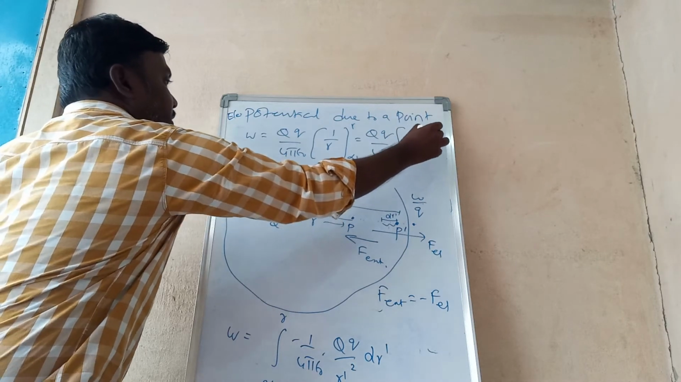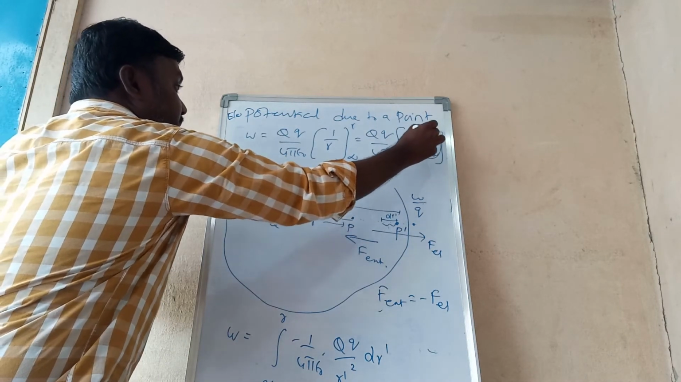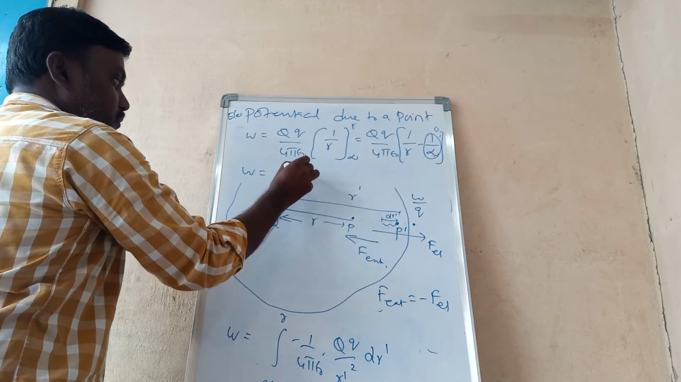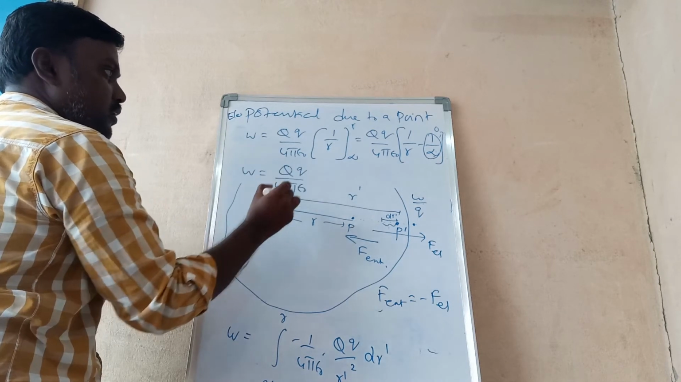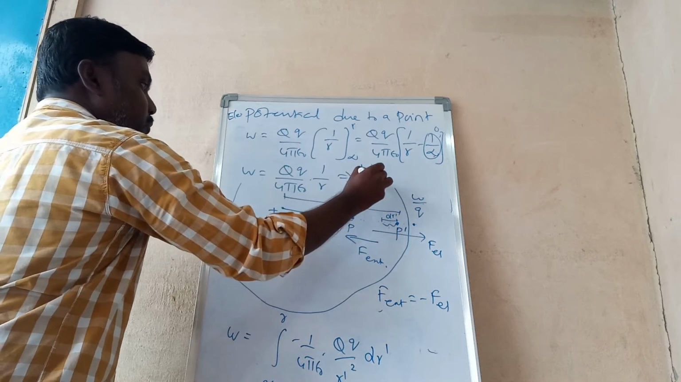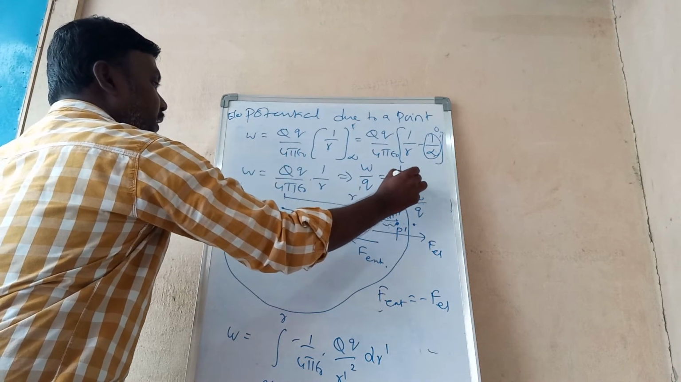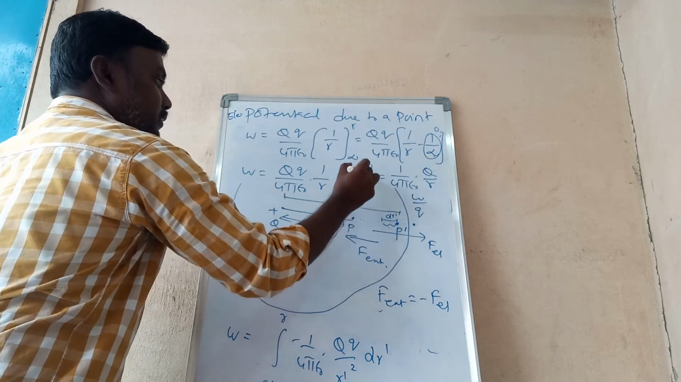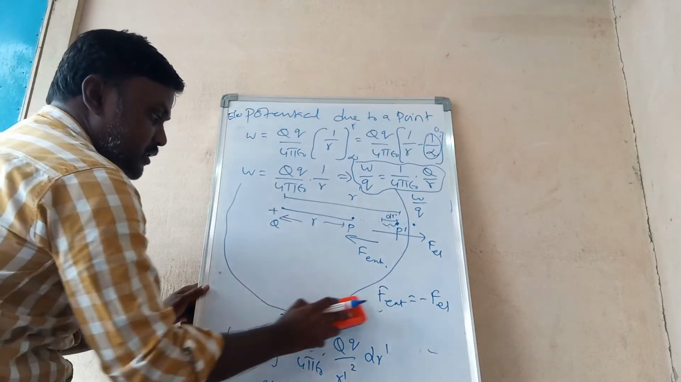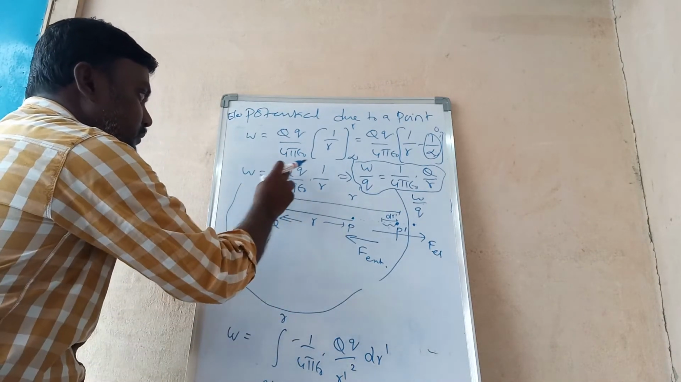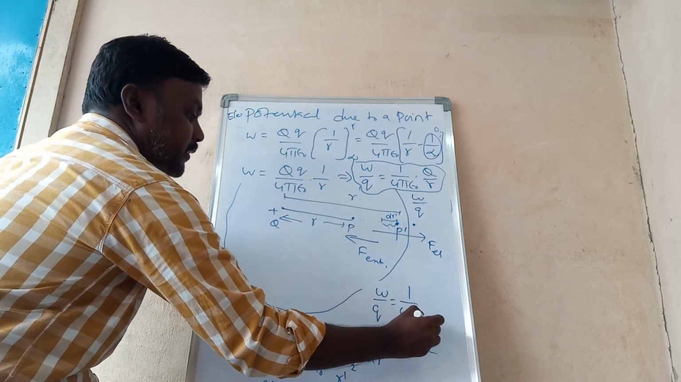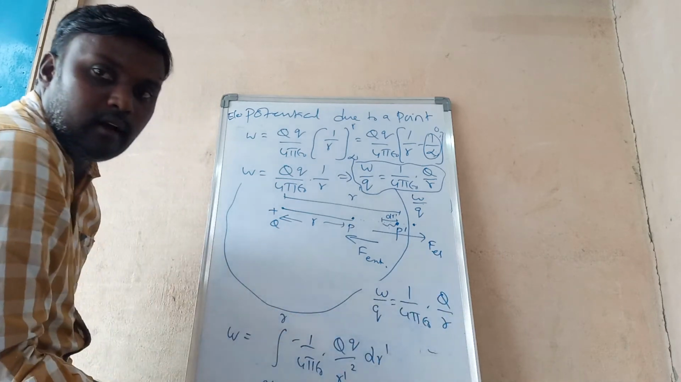First we substitute the upper limit minus the lower limit. 1 by infinity means 0. So W is equal to q by 4 pi epsilon naught into 1 by r. Bringing q to this side, W by q is equal to 1 by 4 pi epsilon naught q by r. This is the formula we got.